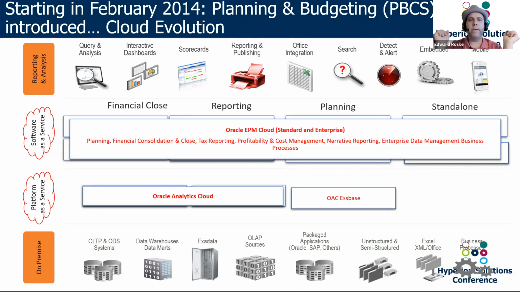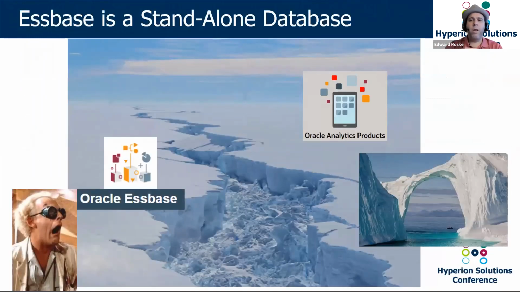So Oracle said, is there a way we can just give everything away for a reasonable price? So the standard one, still to this day, is $250 per user per month, and the enterprise one's $500. OAC Essbase, and I'll get to that in a second, became Essbase 19C and sort of spun off out of the side of Oracle Analytics Cloud. So this is essentially how it all has come together at this point.